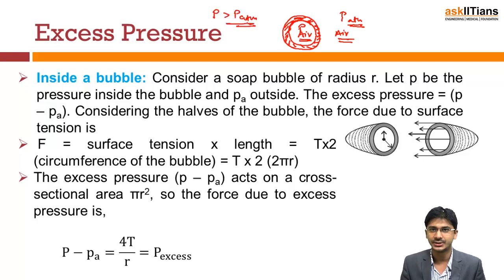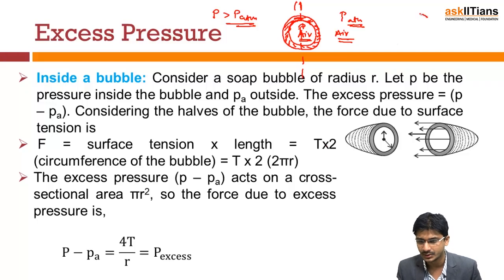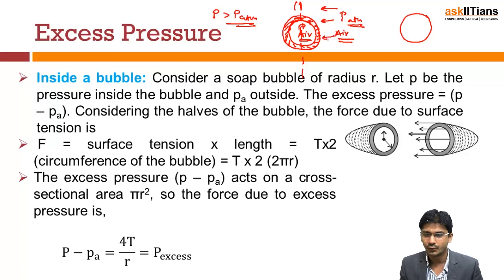How do we get that? This is what we want to derive here. What we will do is cut this soap bubble through a cross section like this. If you cut it through a cross section, what is the surface that you have? After cutting like this, I am looking from this side. What is the surface that I will see? This is the surface that I see.